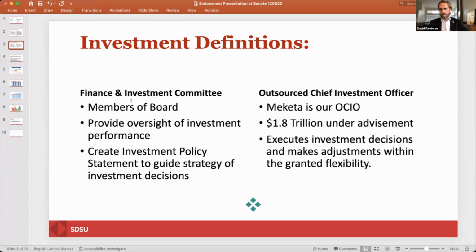And we've hired, and have had for the past about 6 years, a firm called Makita. We call them OCIO, or Outsourced Chief Investment Officer. They have about 1.8 trillion total under advisement. They have an office here in San Diego, and they're the ones executing investment decisions on a day-to-day basis, generally in accordance with the investment policy.